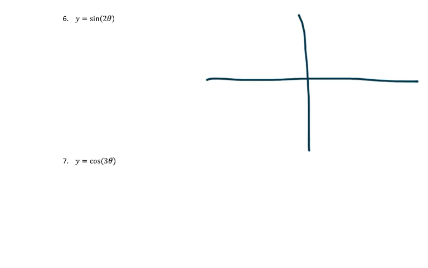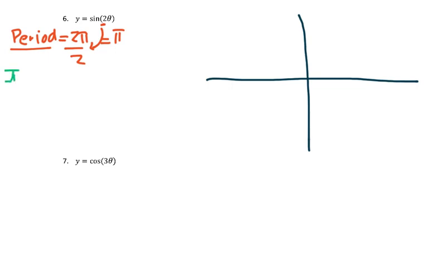Now notice this 2 is inside with the theta. When the 2 is inside with the theta, this is what's going to affect your period, multiplying inside. So normally our period is 2 pi, but it's going to be divided by this 2 here. So now my period is pi.